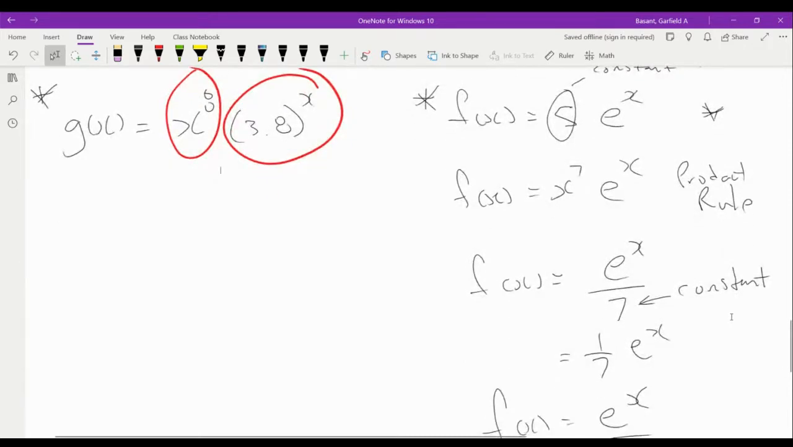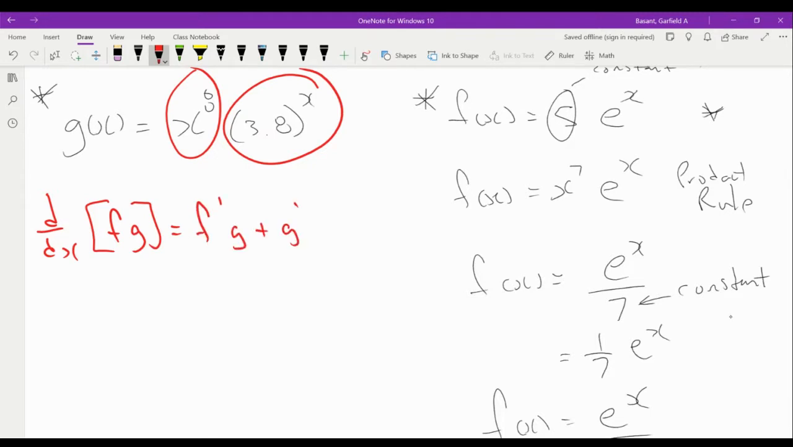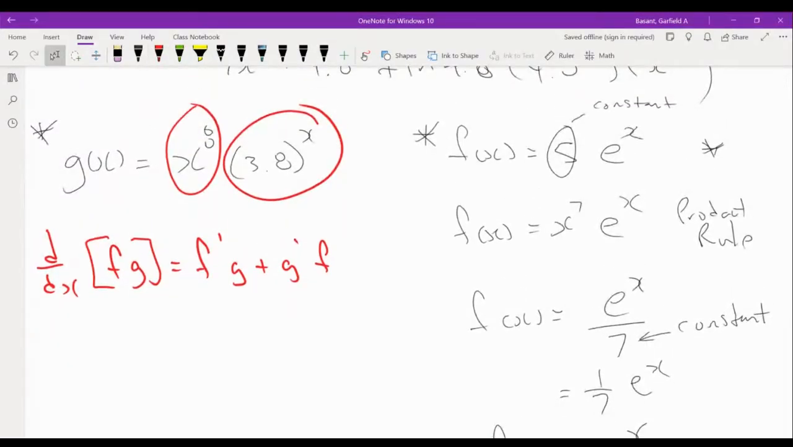And if you recall, I think it was Faith earlier on who said the derivative of f times g is equal to f prime times g plus g prime times f. Samira gave the answer. I'm going to go back and answer in a sec. So this is our f and this is our g.